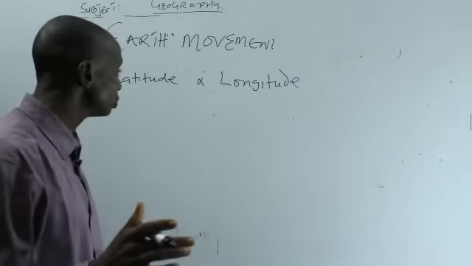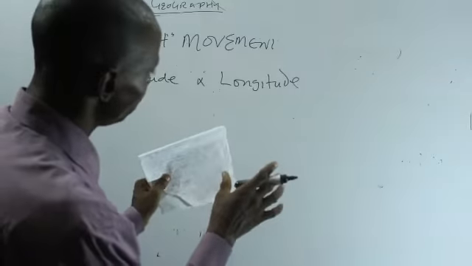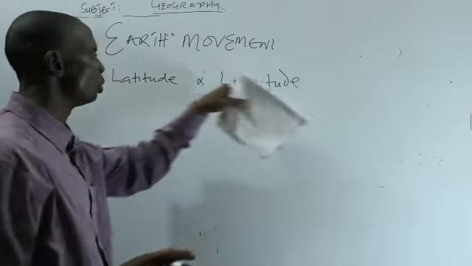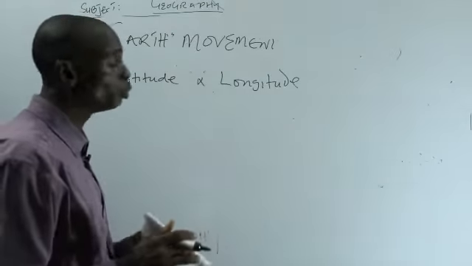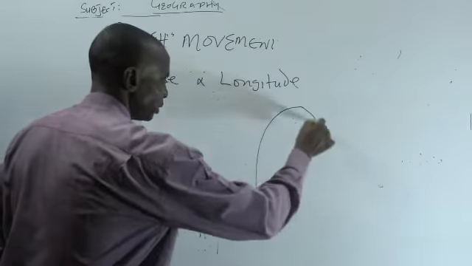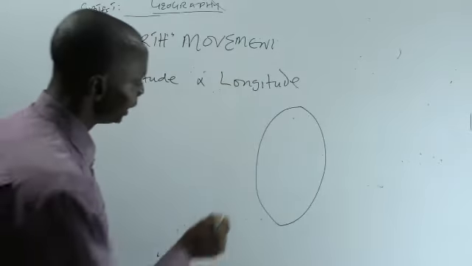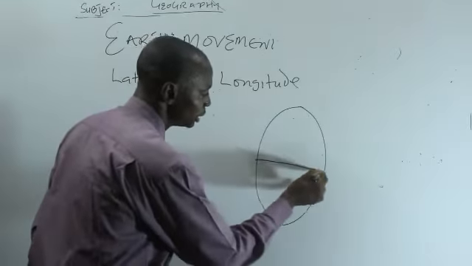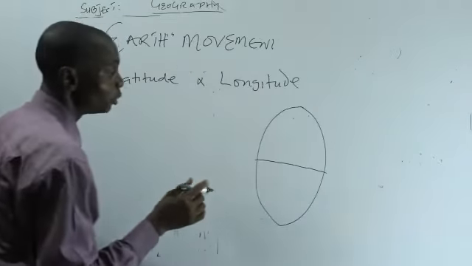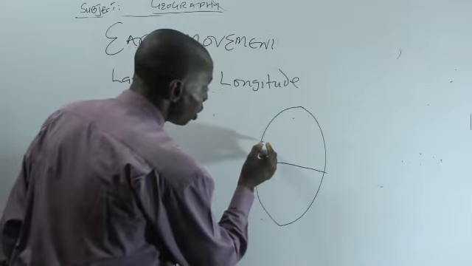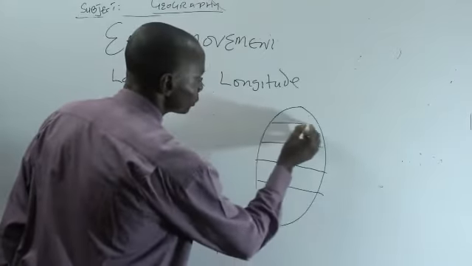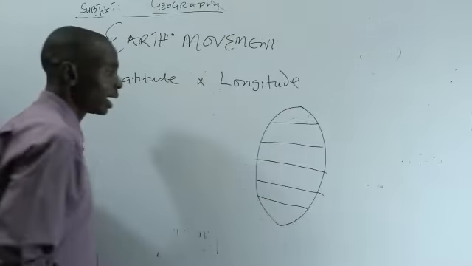When we are talking about latitude and longitude, in the course of my explanation, I've almost explained these 2 words, but this time around we are going to go into detail. Now let's look at the earth again, the shape of the earth. This is the line of equator. This equator has other lines parallel to it.